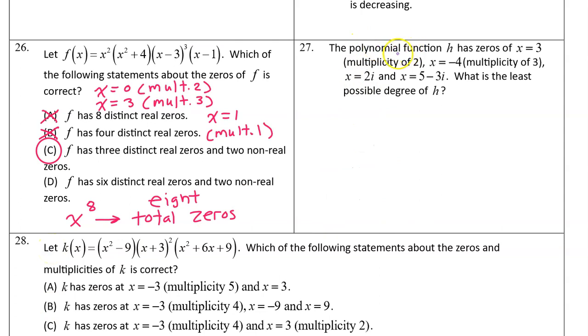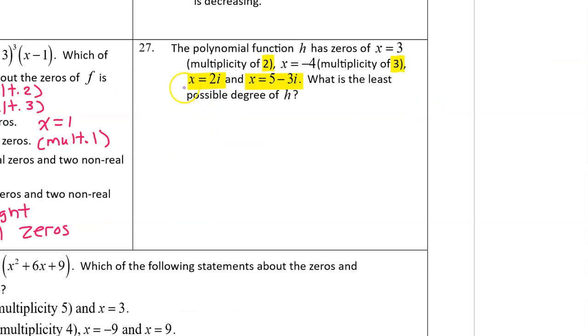Number 27, the polynomial function h has zeros x equals 3, multiplicity 2, x equals negative 4, multiplicity 3, and these 2 imaginary zeros. What is the least possible degree of h? Remember, the degree gives us the total number of zeros, including imaginary, and counting multiplicity separately. So I see the multiplicity 2, multiplicity 3, that's 5 zeros so far, plus the extra 2 imaginary.